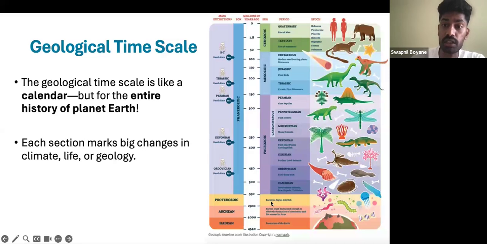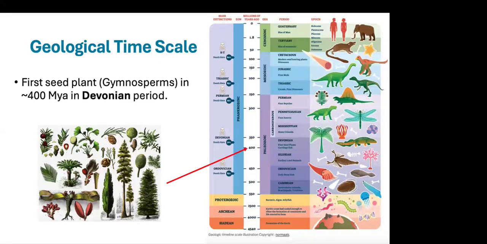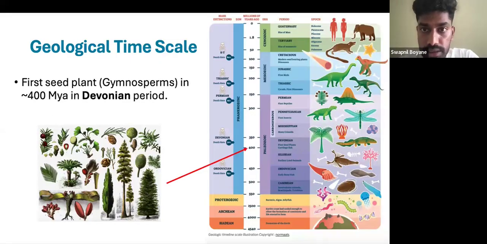Now I'm not going to read through all the major events, but I'm going to emphasize a few events that are really needed for our talk. When you look at the time scale, you see the number 400. That's where the first seed plants evolved. Those are gymnosperms. The gymnosperms are mainly conifers, and they have a naked seed, that's what we call it.